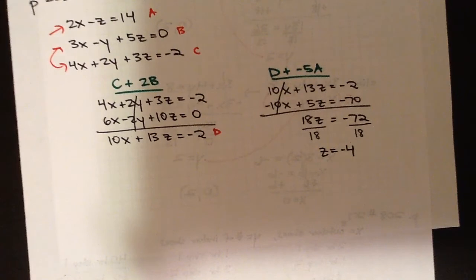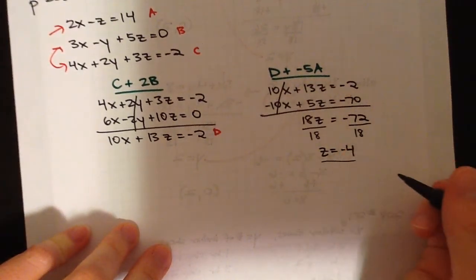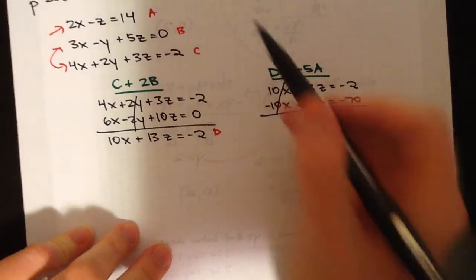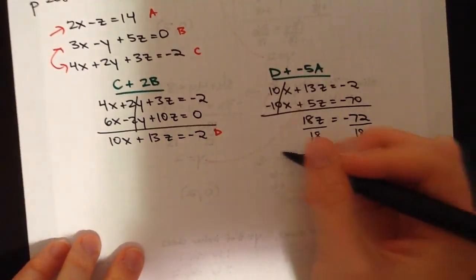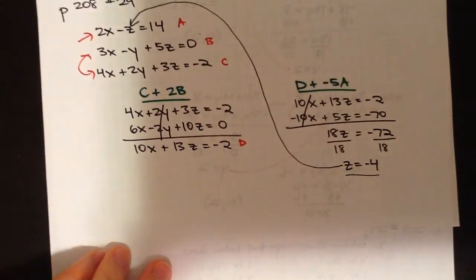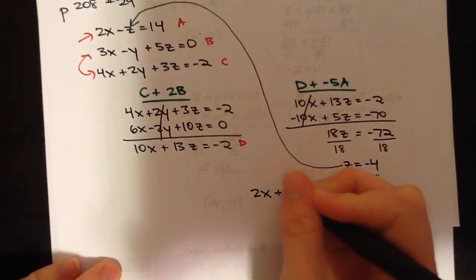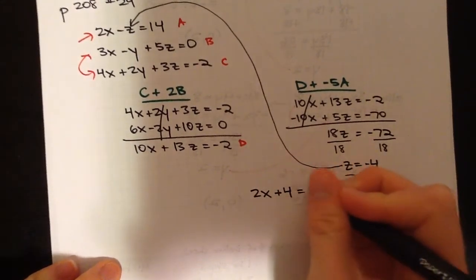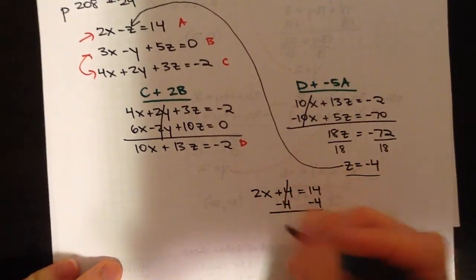So then remember, you just kind of trace your way back. So then this one, the z can get plugged into either D or A even if we wanted to. I would say plug it in to A. And then you can solve for x. So 2x minus a negative 4 for z equals 14. Two-step equation, we can subtract the 4 from both sides.